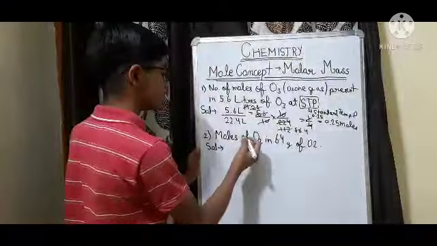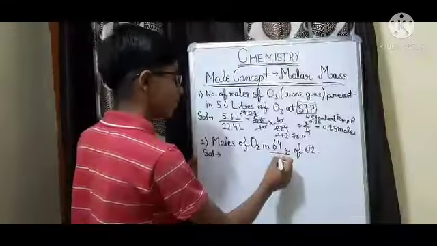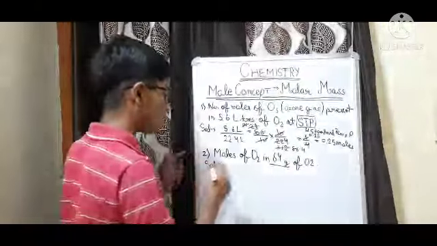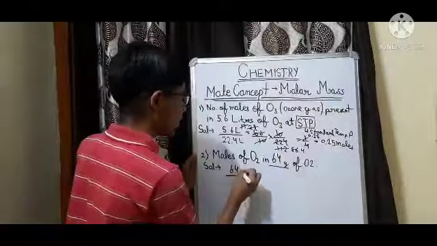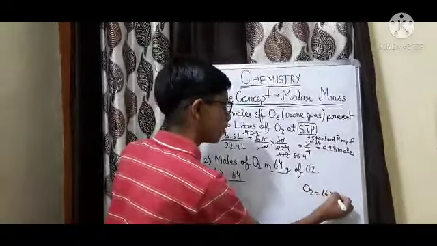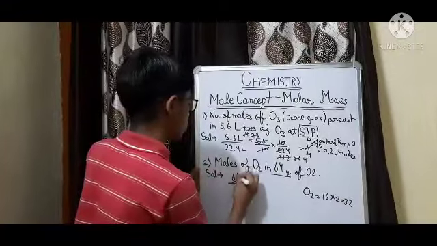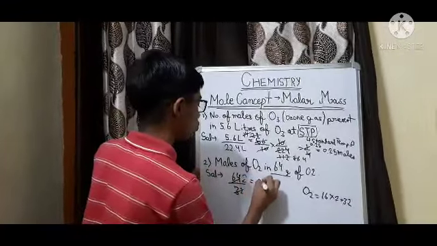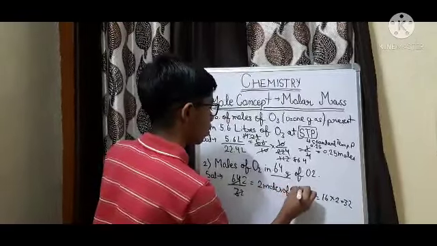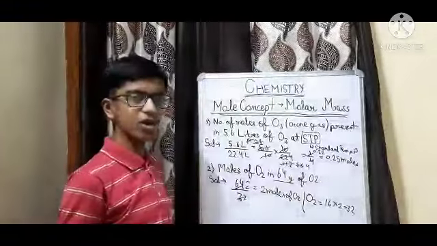Moles of O2 in 64 gram of O2. Now here 64 gram is given, which means mass is given. So the formula used will be mass given upon molar mass. That is 64 upon, what is the molar mass of O2? That will be 16, the atomic mass, into 2, which is equal to 32. 32 twos are 64, which is equal to 2 moles of O2. So 2 moles of O2 are present in 64 gram of O2.